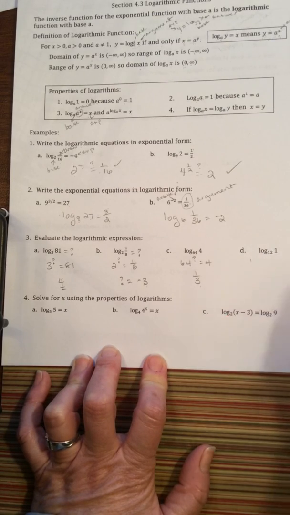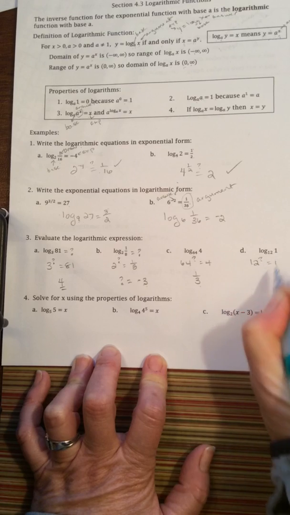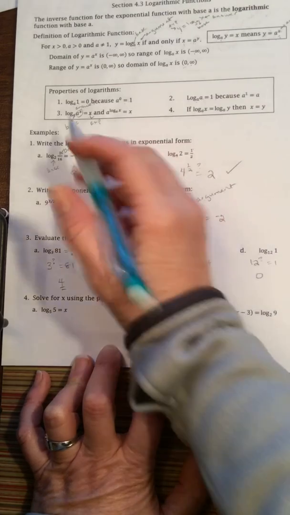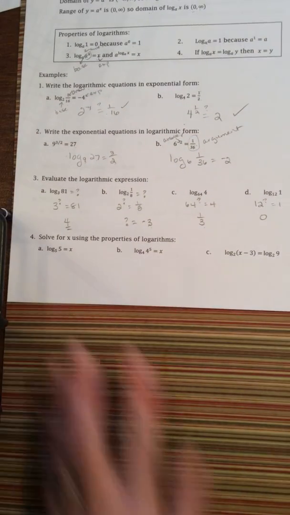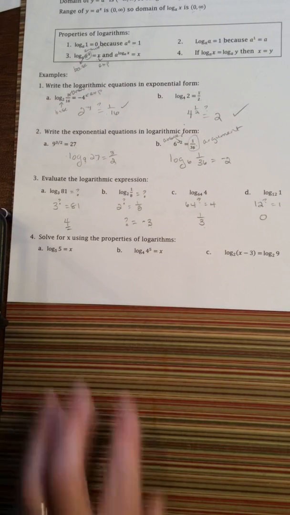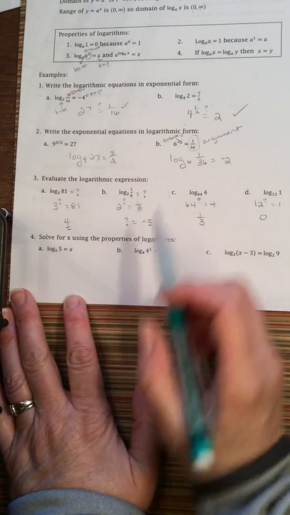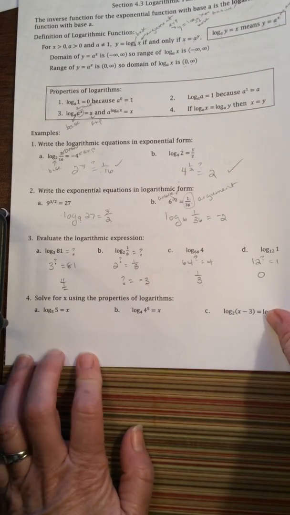And then this one, what power do I raise 12 to get 1? The answer is 0. So that's like this property here, the log base a of 1 is 0. So we can use this going back and forth from logs and exponents to also solve using the properties that we have up here. Don't want to get them off screen.